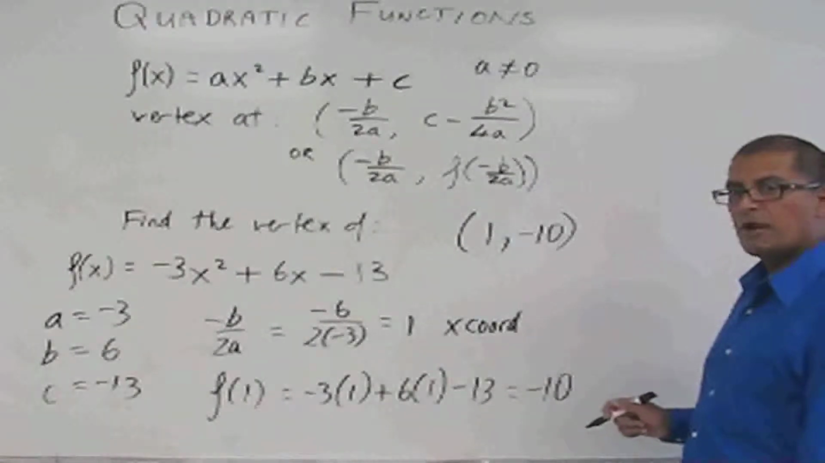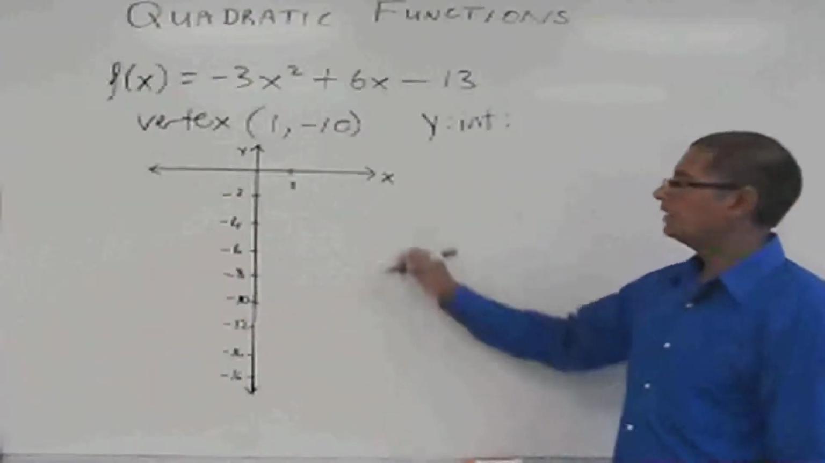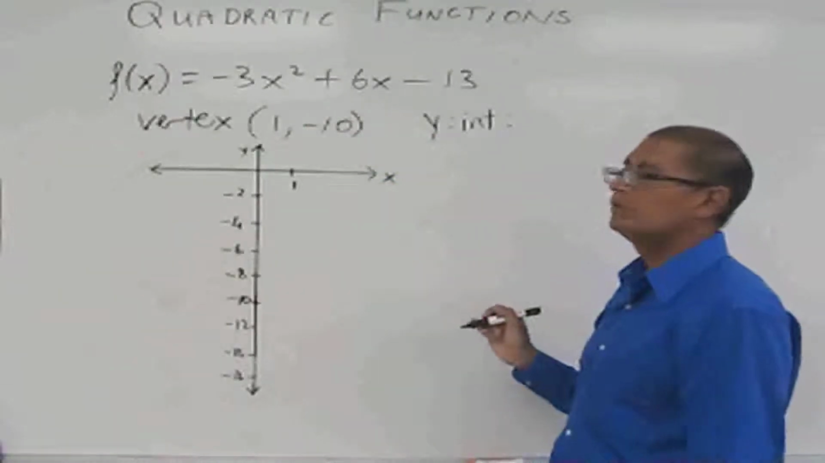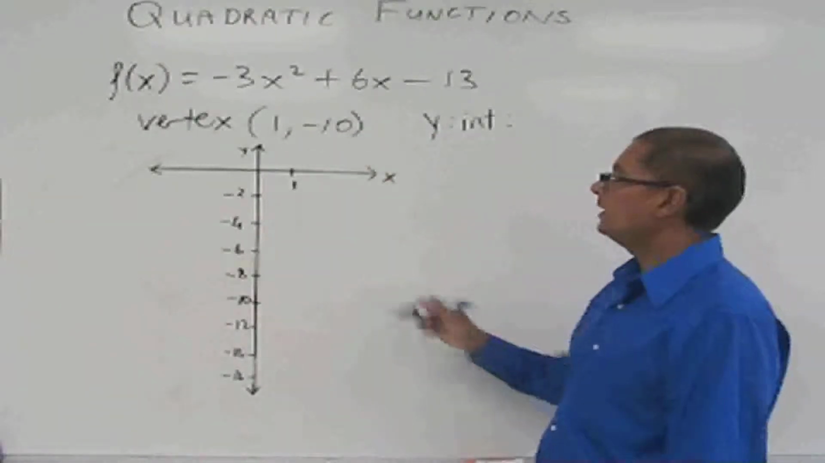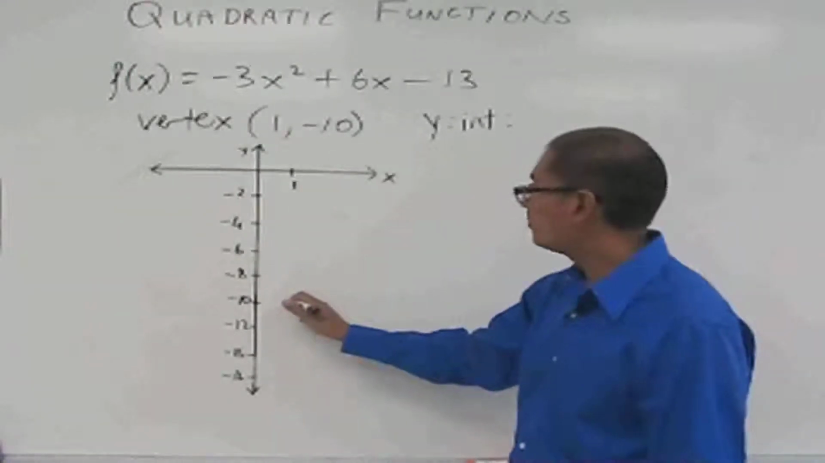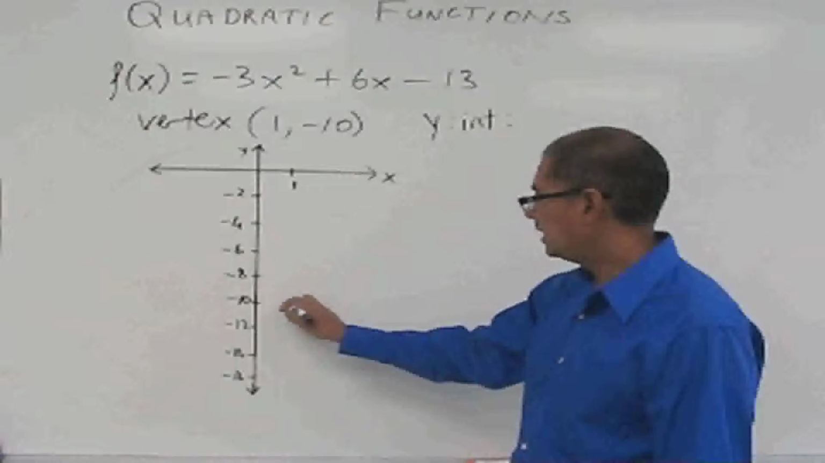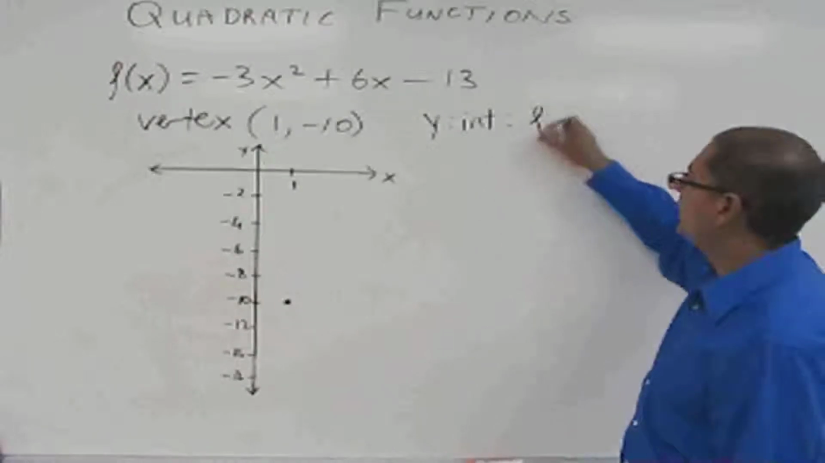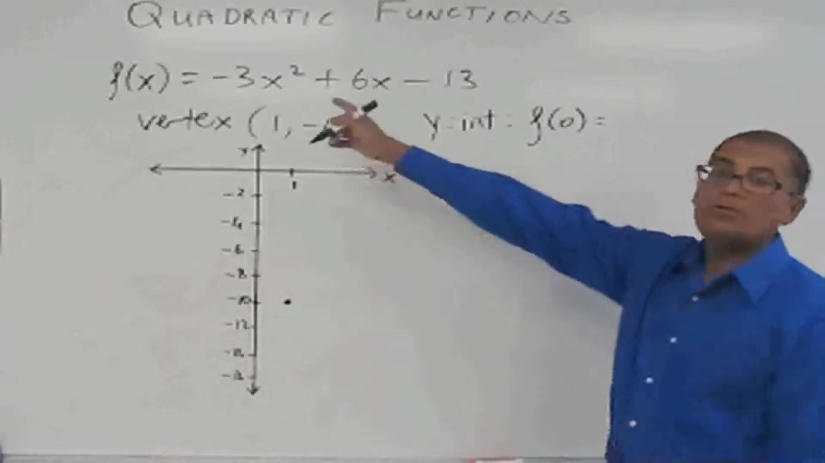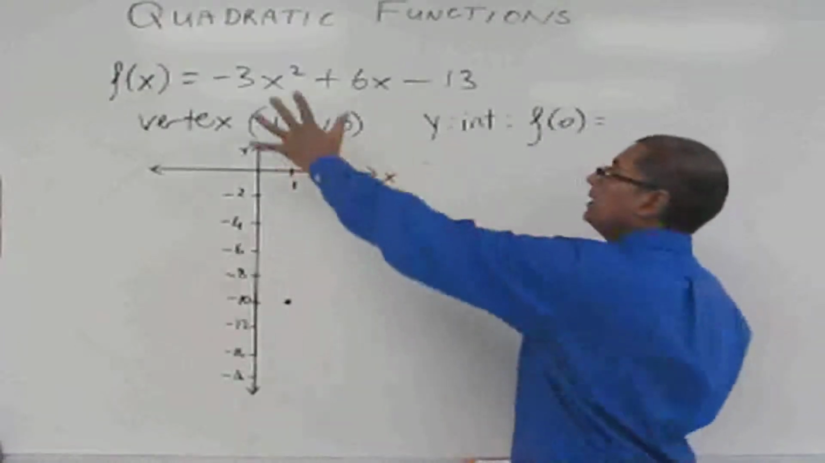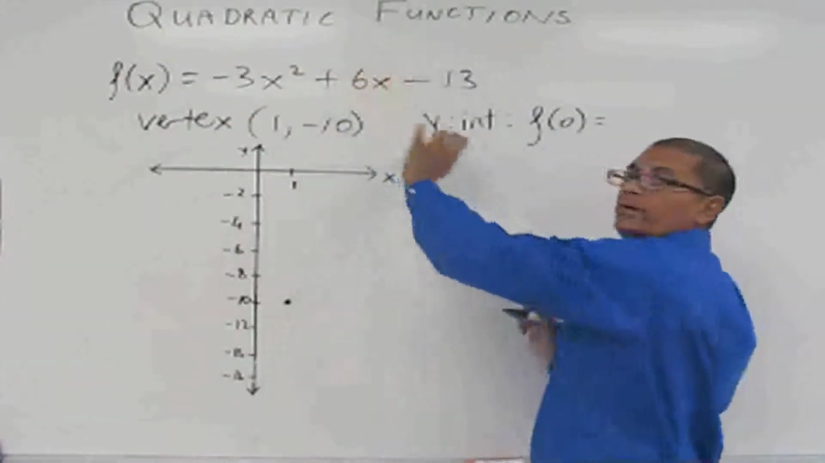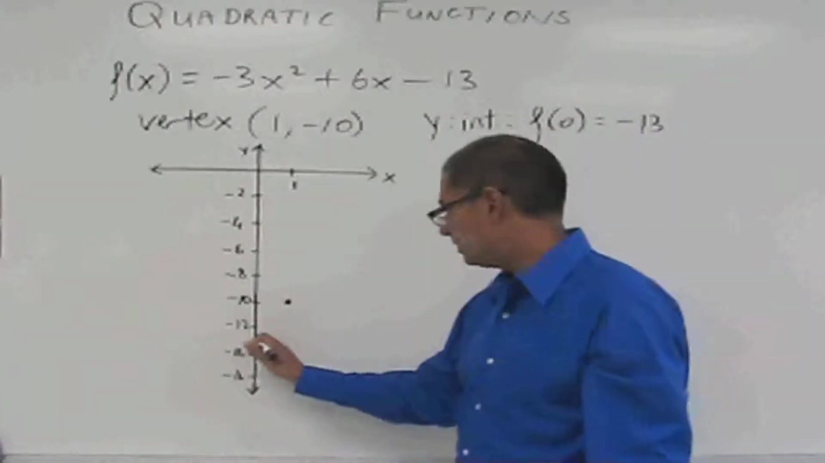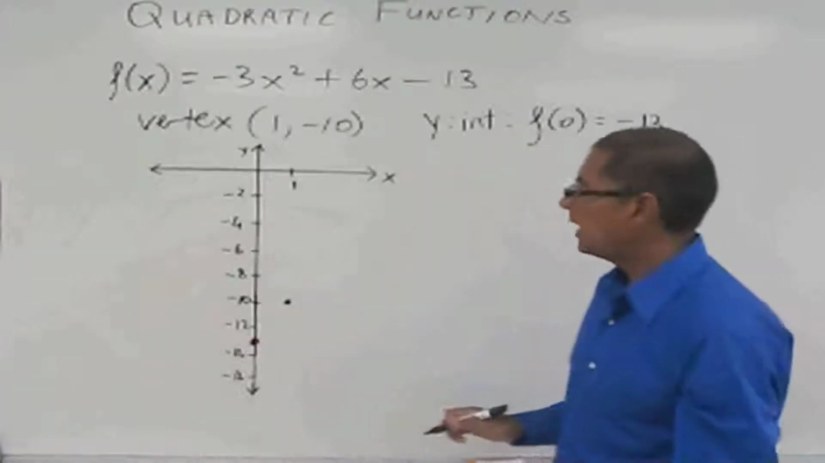So now let's sketch a graph of this function. Here we have the xy coordinate plane. I'm going to graph the function negative 3x squared plus 6x minus 13. We determined the vertex is (1, negative 10), approximately here. And what else do you need to graph it? Well, a y-intercept would be good. The y-intercept comes from f of 0. If I plug 0 into the function, what's nice in this form is all of these x terms drop out, and we end up with just negative 13. So my y-intercept is right at negative 13. That's where it hits the y-axis.